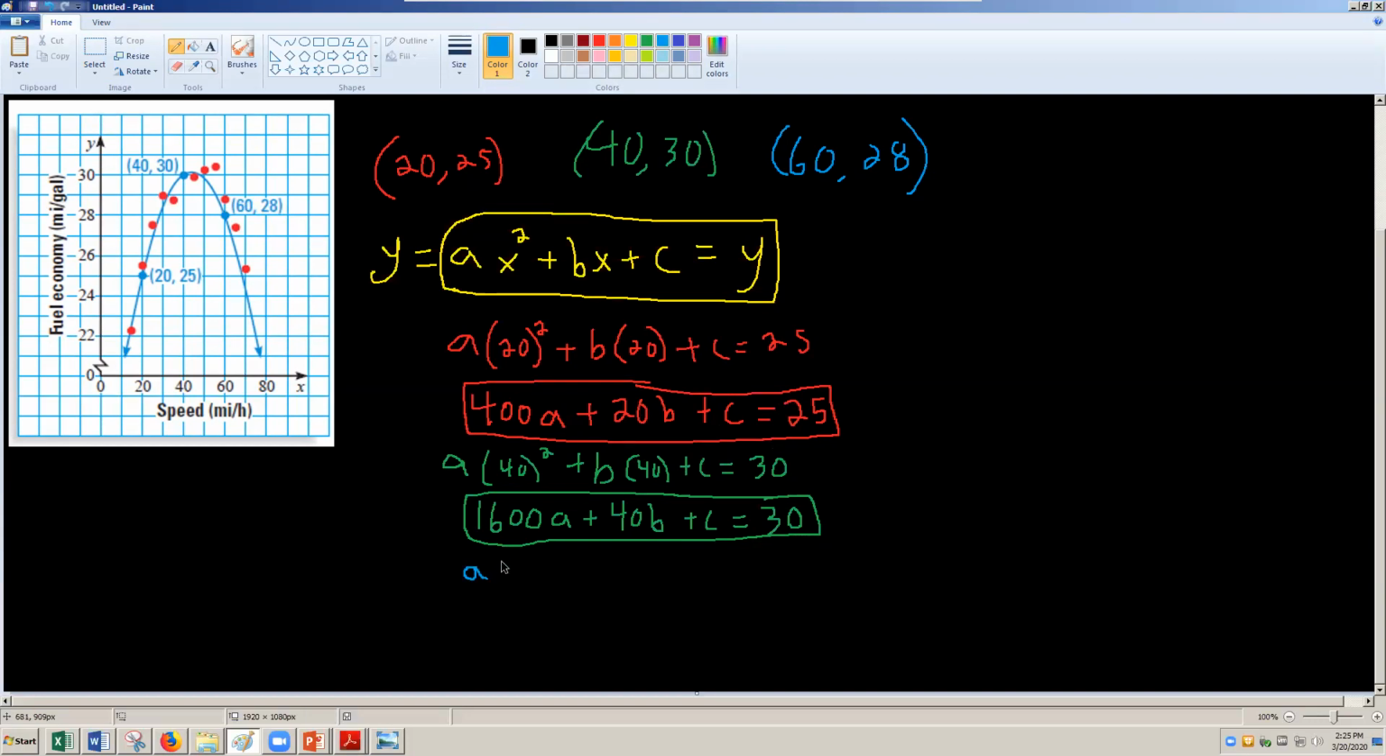So here now, my last one, a times 60 squared plus b times 60 plus c equals 28. We get 3600a plus 60b plus c equals 28. And so now I have my third equation here.